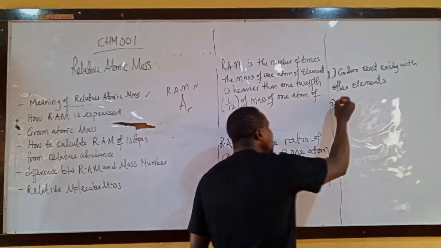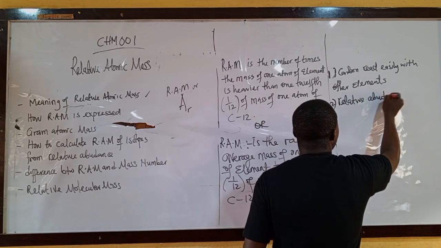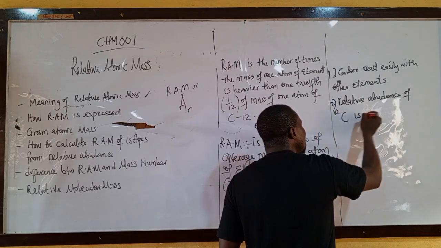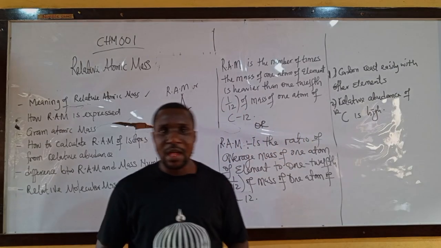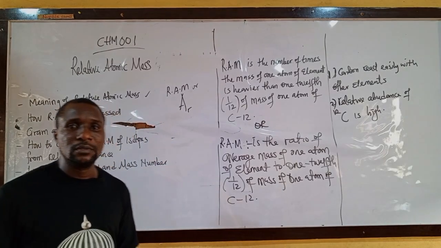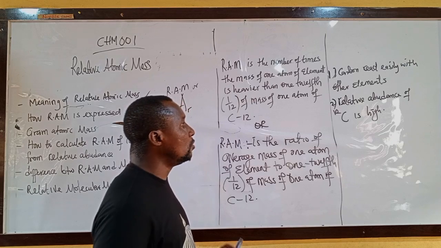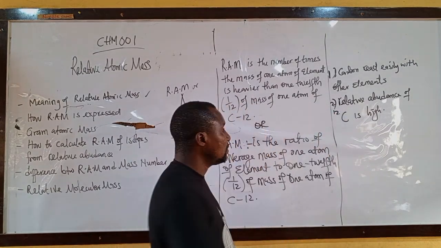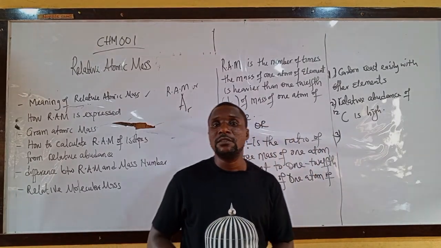Number two, the relative abundance of carbon 12 is high. That's another reason why we use carbon as a reference element, because the relative abundance of carbon 12 is high.